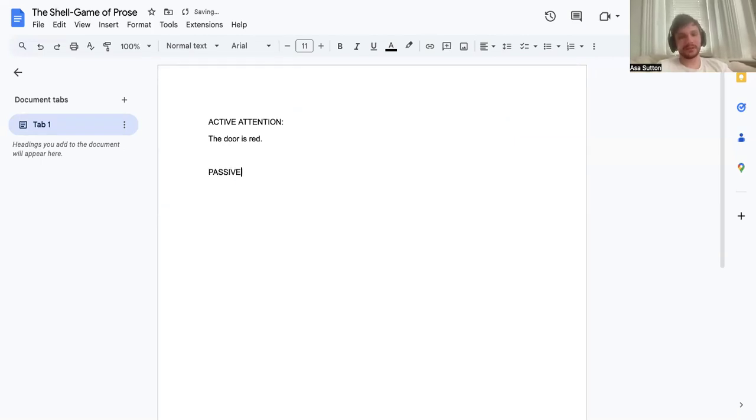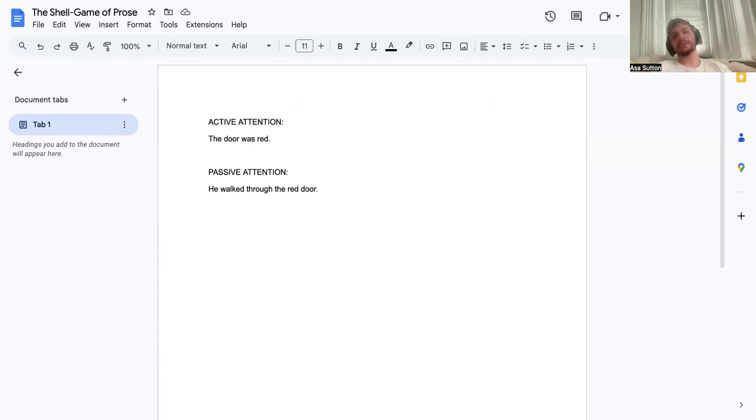What is passive attention? He walked through the red door. So what's the difference between these? The first thing is, the door is red. I want to keep the tense together; it doesn't actually matter that much whether it's present or past, but I like to keep it consistent. So: the door was red. He walked through the red door.